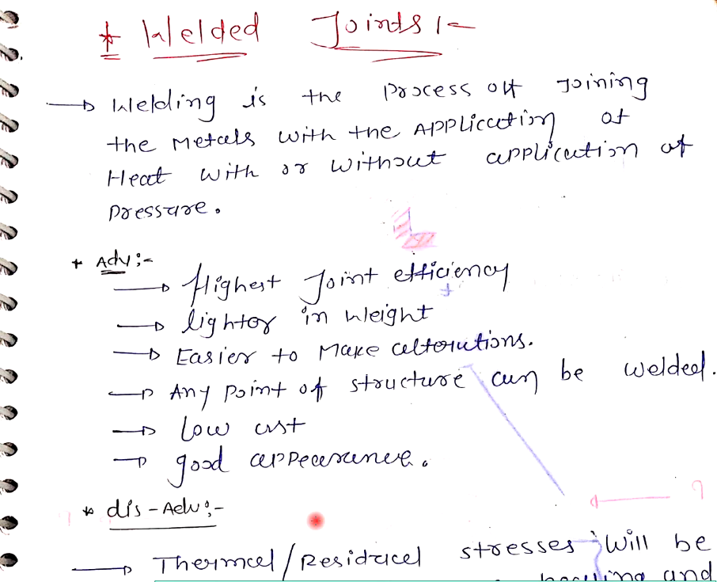During joining of any metals by a welded joint, how much strength can we get from that welded joint? That we have to study here. So what is the welding process? Welding is a process of joining metals with the application of heat, with or without the application of pressure. It means you can add pressure, or without pressure you can still get a welded joint.